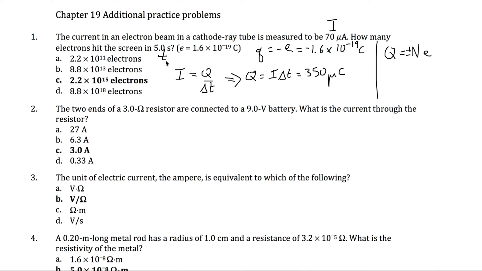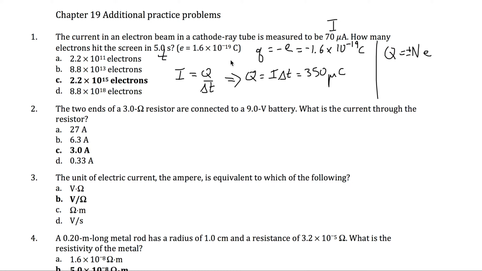So 5 seconds is T, is the time. And then E here is just the charge of a proton or an electron. An electron is a negative charge, so the charge of one electron would actually be negative 1.6 times 10 to the negative 19 coulombs. So that's just something that you need to know.